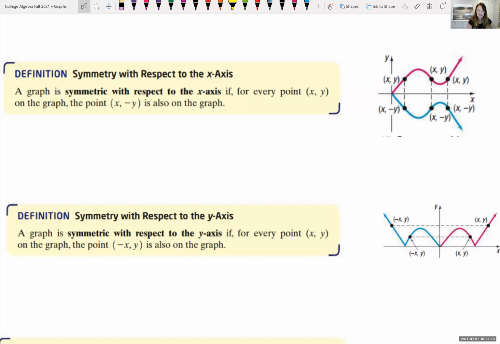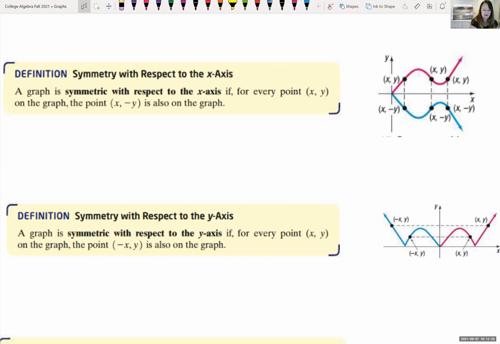So now we're going to look at some symmetry and testing for symmetry. So symmetry is helpful when we're graphing, because if a graph is symmetrical either across the x-axis, the y-axis, or the origin, basically we have double the amount of the points that we found.